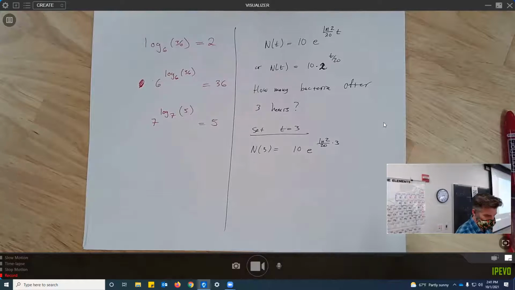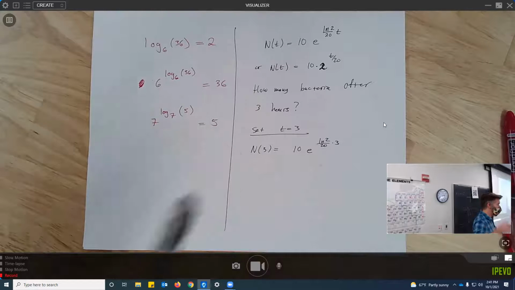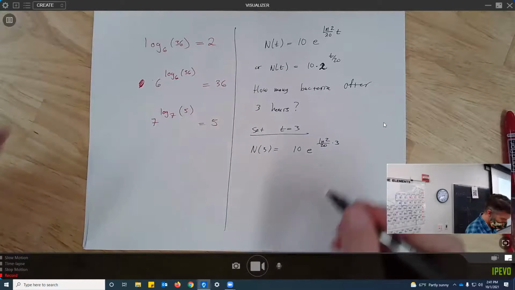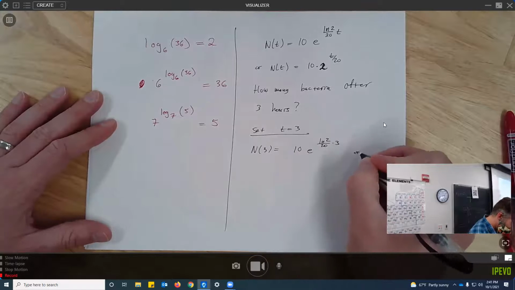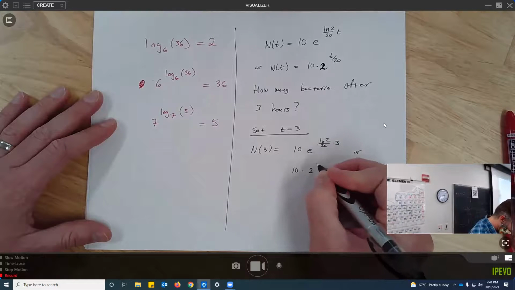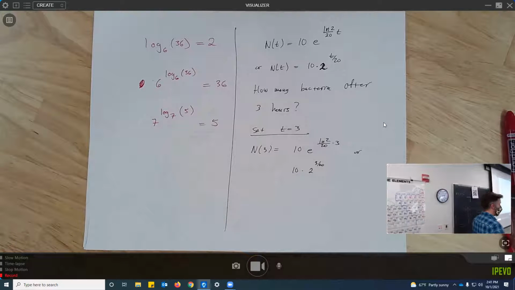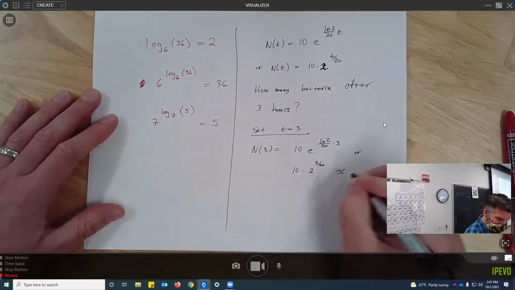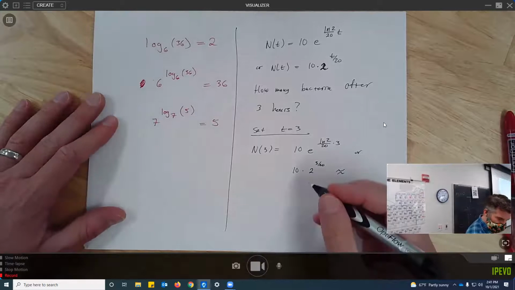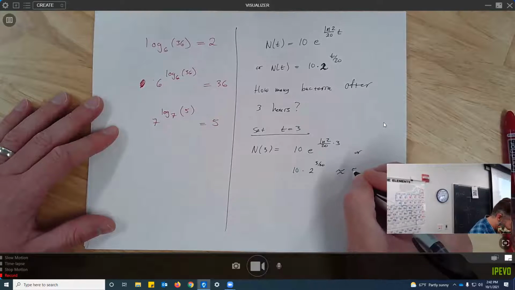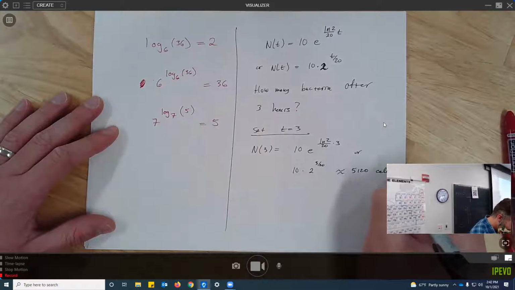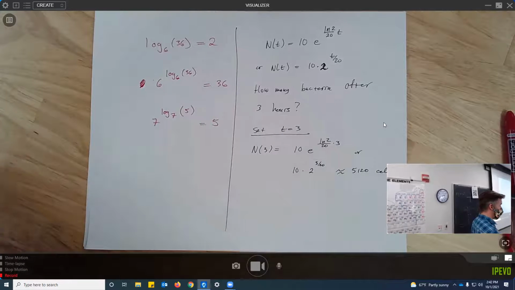With a calculator, well, so here's the thing. If you're using WeBWorK, you should enter your answer like this. Or alternatively, 10 times 2 to the 3 over 20. What I'm trying to say is you do not, and it would probably be wrong to, get a decimal approximation. If you pull out a calculator and say that this is approximately, do I have it written down here? I do have it. It's approximately 5,120 cells. It's probably not going to be right because it's not an exact answer.